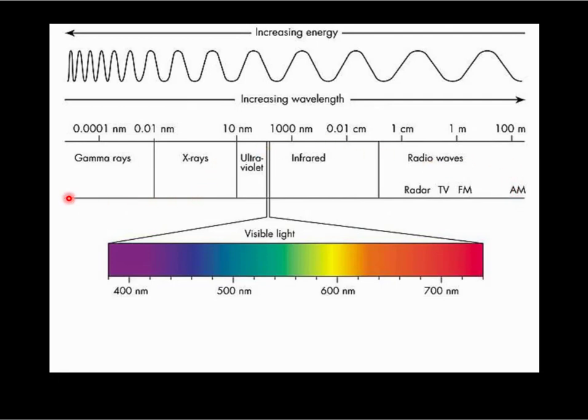Now, what we call light is this bit right in here that our eye has evolved to be able to see. And within that area of visible light, different wavelengths correspond with different colors, right? Red being longer wavelengths down here, and then violet being shorter wavelengths over here.